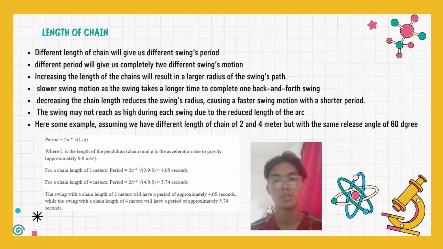For the chain length of 2 meters, we will get 4.05 seconds, and for the chain length of 4 meters, we will get 5.74 seconds. The swing with a chain length of 2 meters will have a period of approximately 4 seconds, while the swing with a chain length of 4 meters will have a period of approximately 5.75 seconds. This calculation provides insight into how the swing motion characteristics, such as the time to complete one swing motion and the maximum angle reached during the swing, behave for a different chain length but with the same release angle.